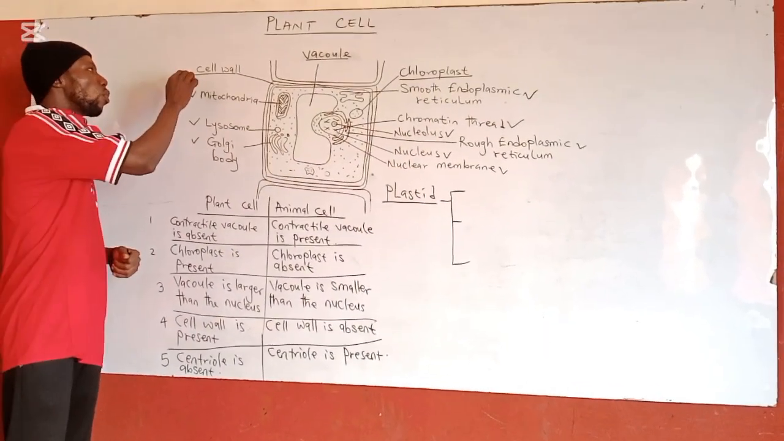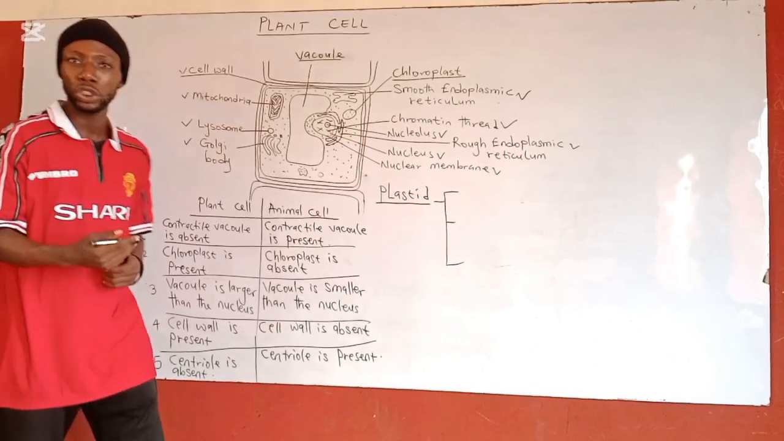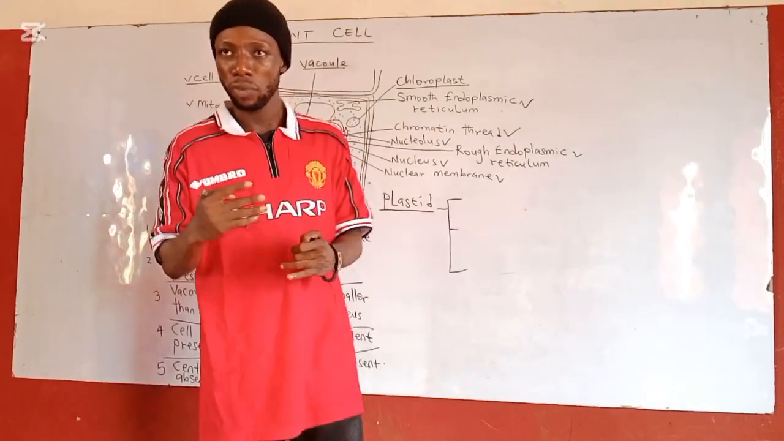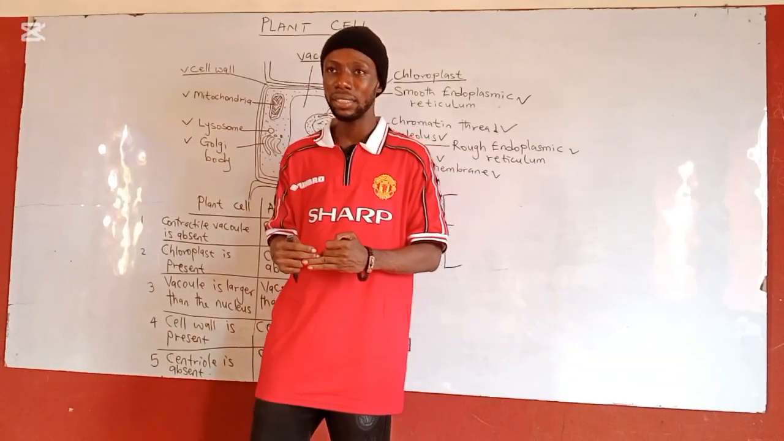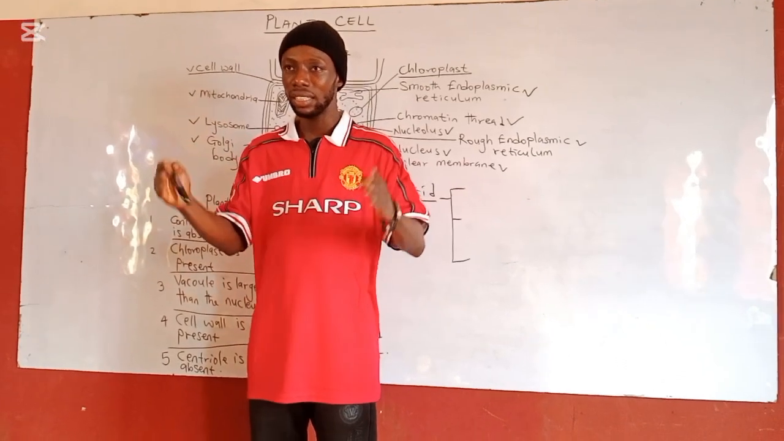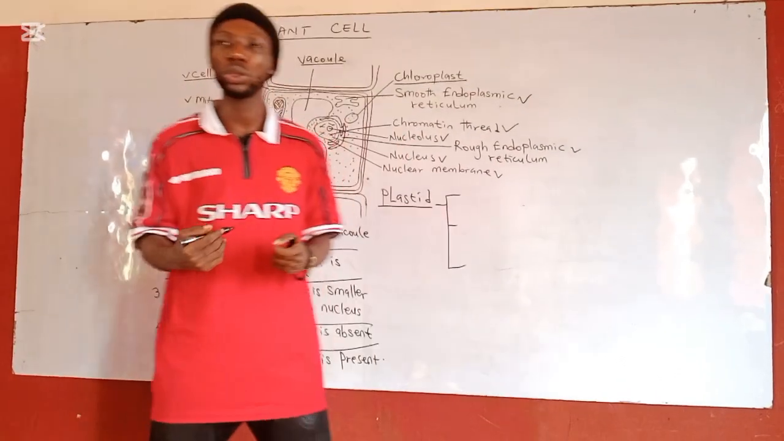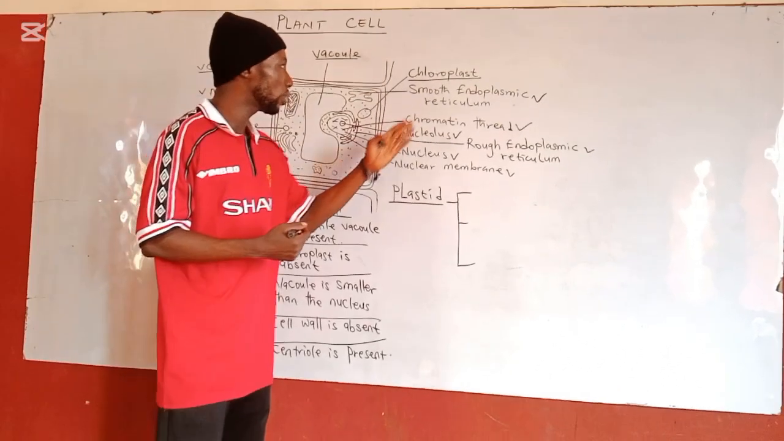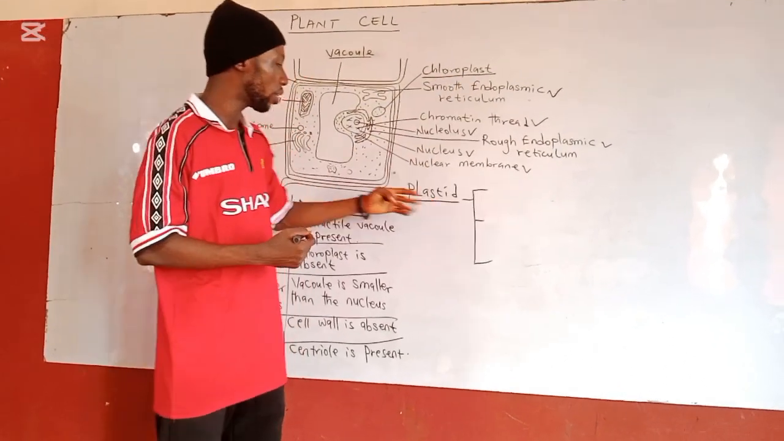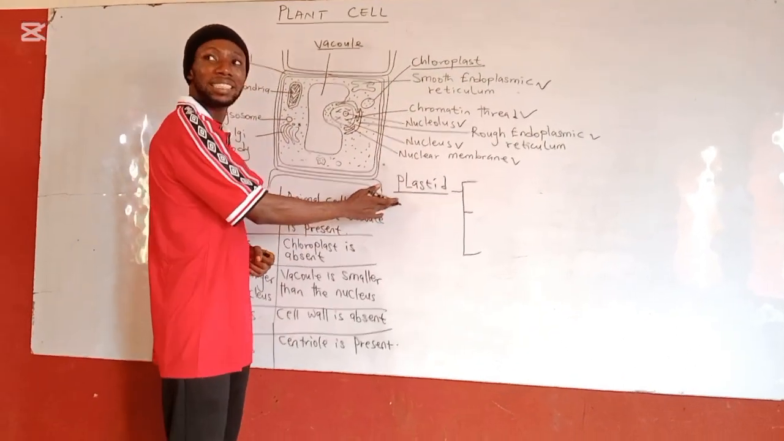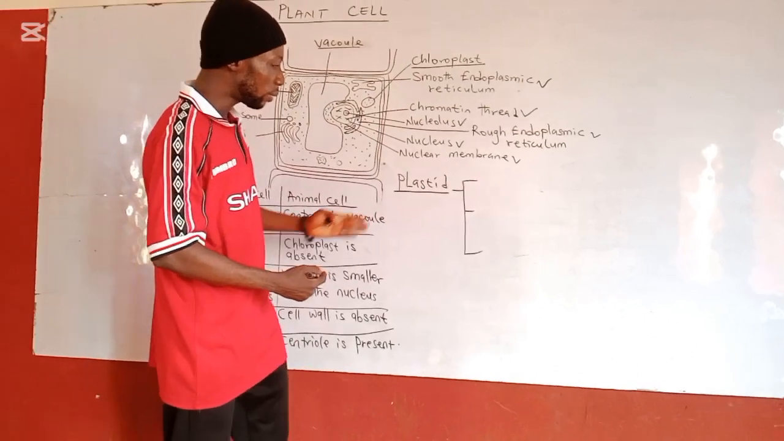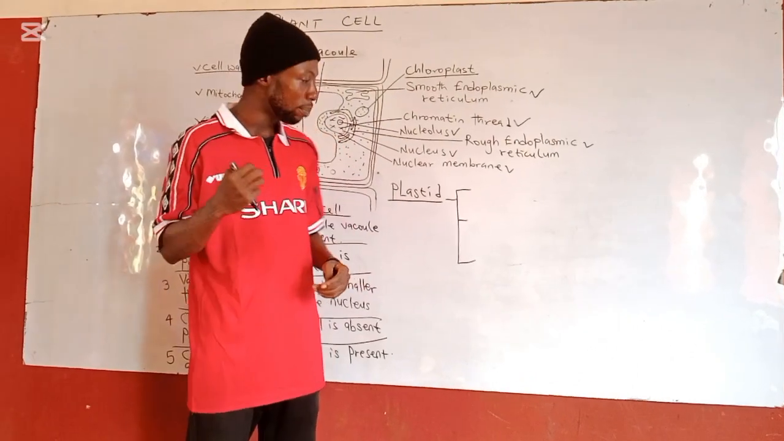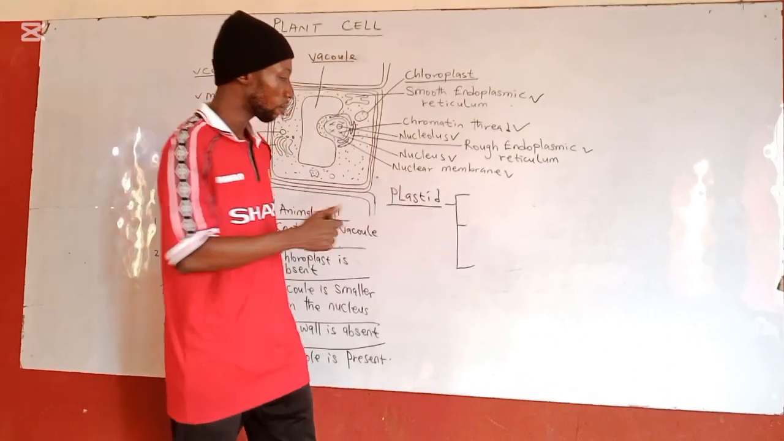Okay? The cell wall, as we know, gives the cell its shape, is responsible for rigidity and flexibility, and as well protects the entire cell structure. Okay? Then the next, which is the chloroplast. Look here, in the plant cell we have plastids. Okay? These plastids are made up of three major types.